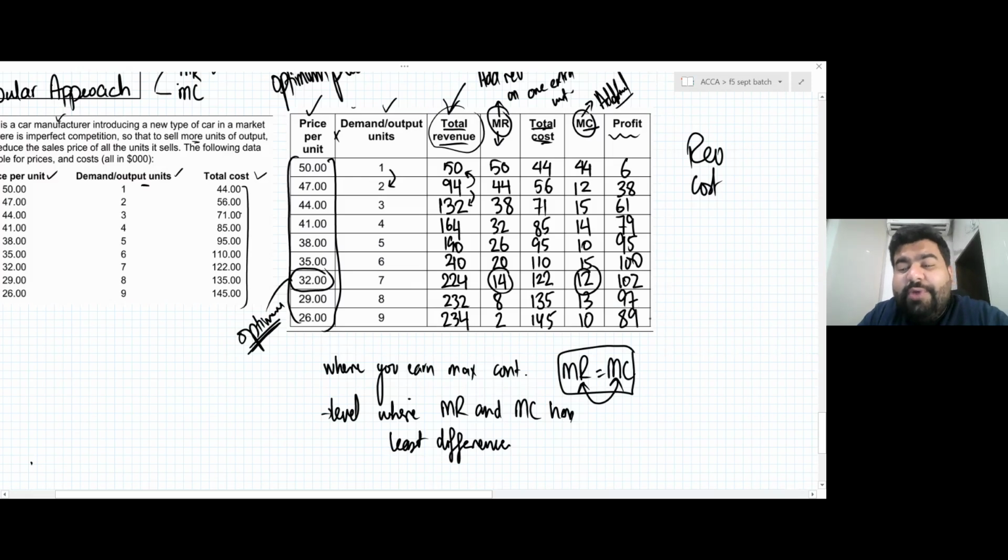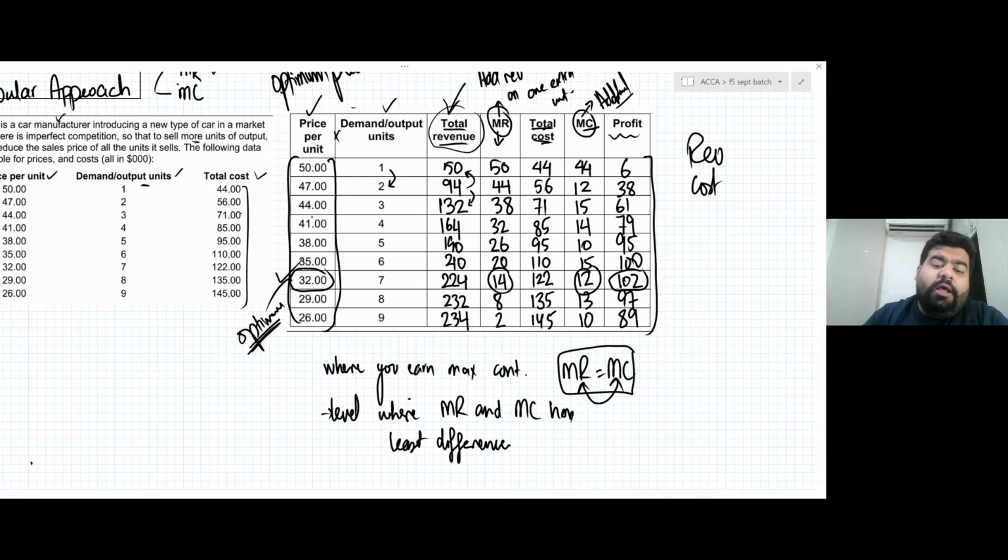So you can see that amongst all the profits, the best profit is 102, and this is the profit we got at the selling price of 32. So it's proved that the point where marginal revenue and marginal cost are the same is the best point. But if, in the tabular approach, you find there is no level where marginal revenue and marginal cost are the same, you can see the point where marginal revenue and marginal cost have the least difference. Take that point as the optimum point.